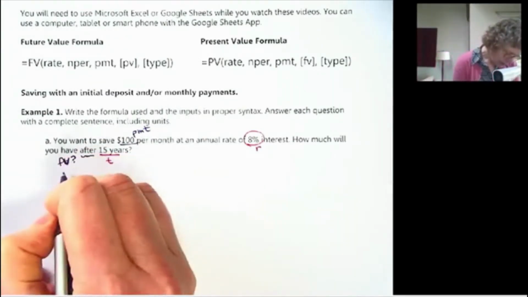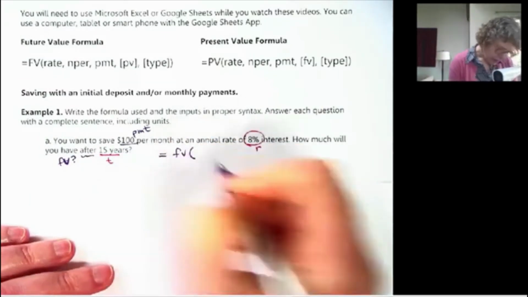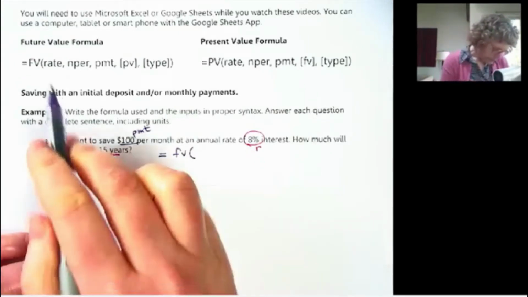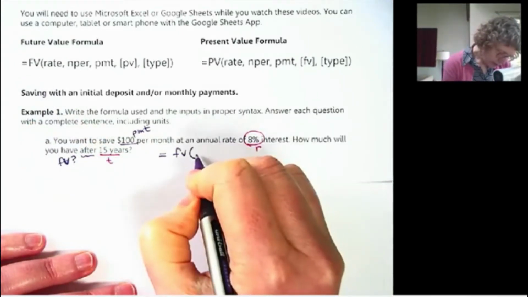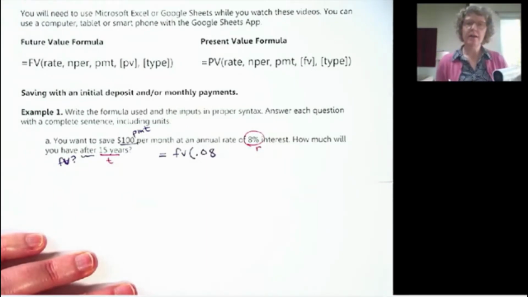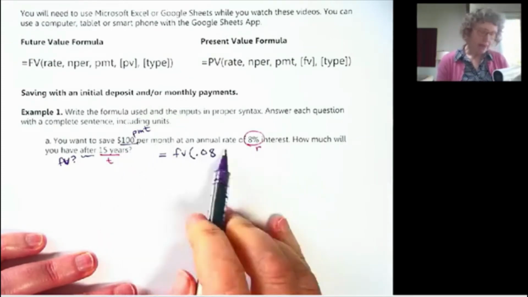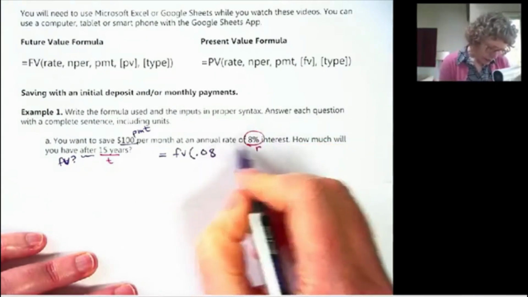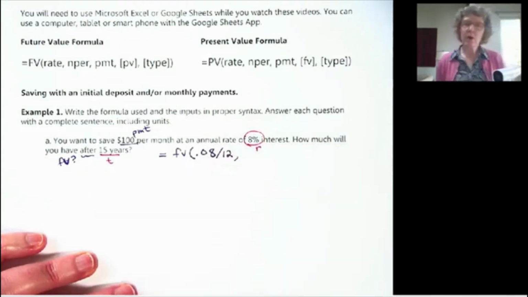Okay, so we're going to use future value because we want to know how much we're going to have in the future. So we're going to use equals future value. Our rate is 0.08. Now this can be a little bit tricky on the payments. If we're putting in a payment per month, then it has to be compounded per month. It says annual rate of 8% interest, but we still have to divide by 12 like we were doing with the compounding. So your payment period has to match your compounding period for this formula to work. If you are making a payment quarterly, then your compounding is quarterly. So per month, that means we're going to use 12 in both places.